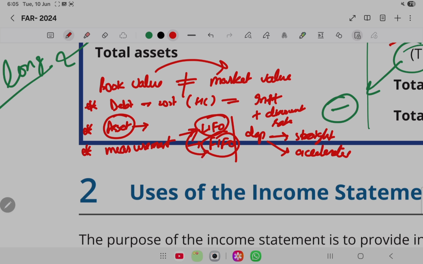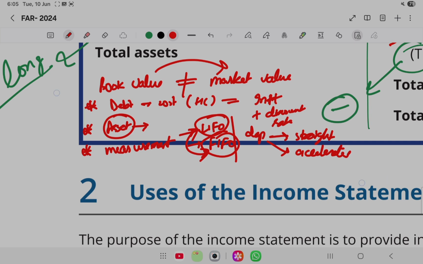Suppose one company is following the LIFO method and another company is following FIFO. Both companies have different values. One has less value and one has more value due to the LIFO and FIFO differences. So the comparison becomes difficult.